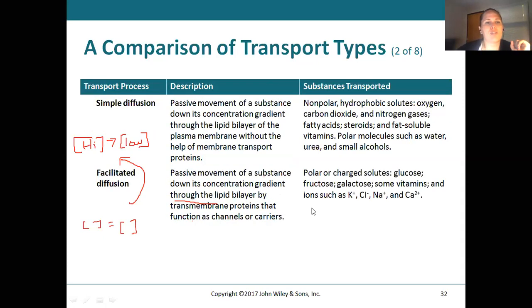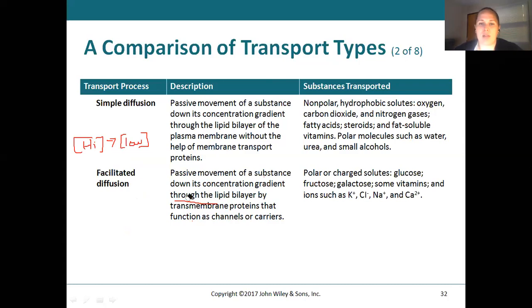In simple diffusion, very similarly, passive movement down its concentration gradient through the lipid bilayer. The substances transported are going to be those nonpolar, hydrophobic ones: oxygen, carbon dioxide. Those are all examples of substances that will go through simple diffusion.